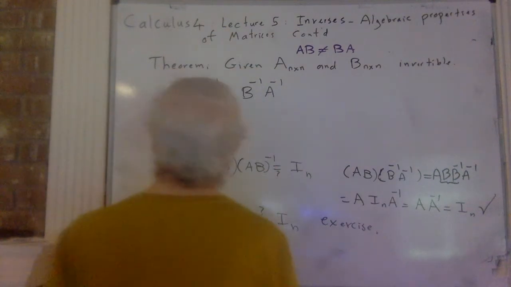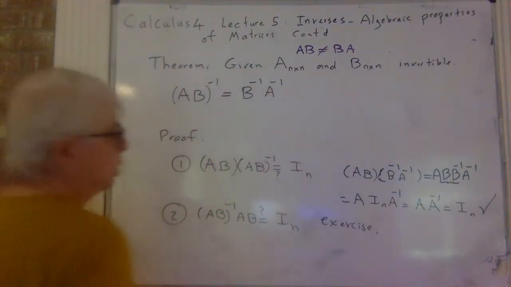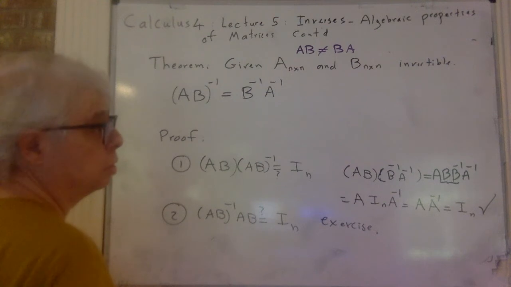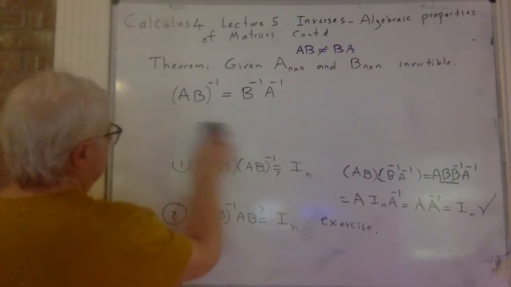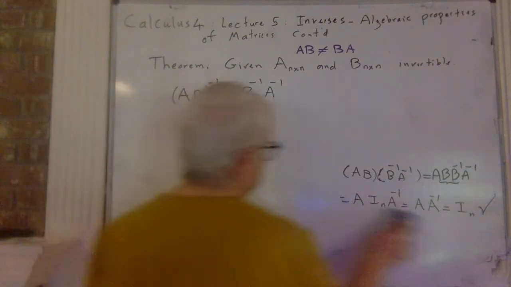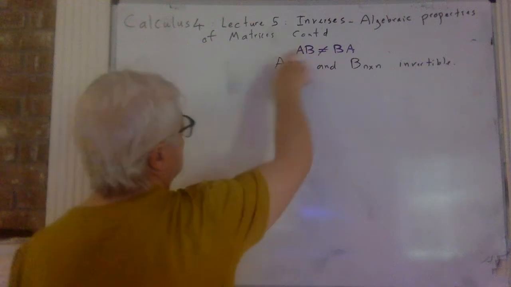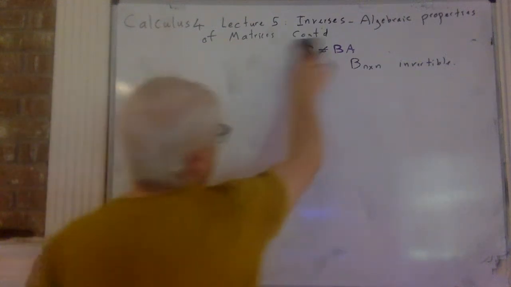This is an important theorem, and please don't make that mistake. These are not just simple numbers. These are matrices. And the reason is because AB is not equal to BA.